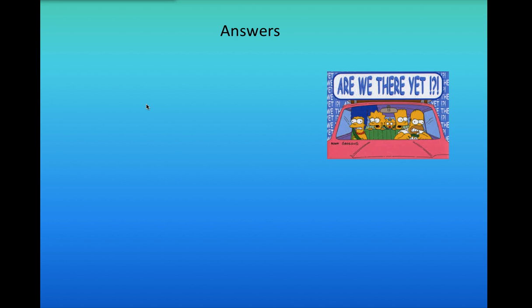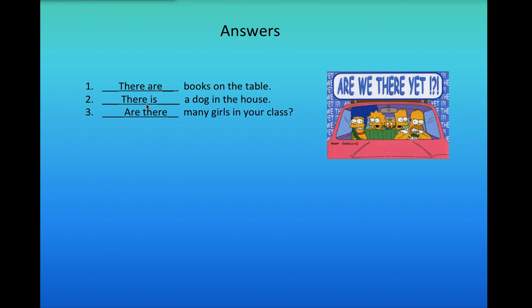Okay, let's look at the answers. There are books on the table. Books would be a plural countable noun, so we're going to use there are. There is a dog in the house. A dog would be a singular noun, so we're going to use there is. Are there many girls in your class? Girls are plural, so we need to use are, and this is a question, so we're going to switch and say are there.